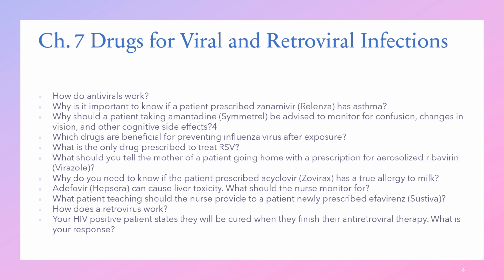Which drugs are beneficial for preventing influenza virus after exposure? We can see this on page 101. The 2 types of drugs used to treat influenza are neuraminidase inhibitors, like Tamiflu and Relenza. Those that can prevent the virus from opening the outer coat would include amantadine and rimantadine, Flumadine. So Flumadine would be the drug of choice here to prevent the influenza virus after exposure. Rimantadine, also known as Flumadine.